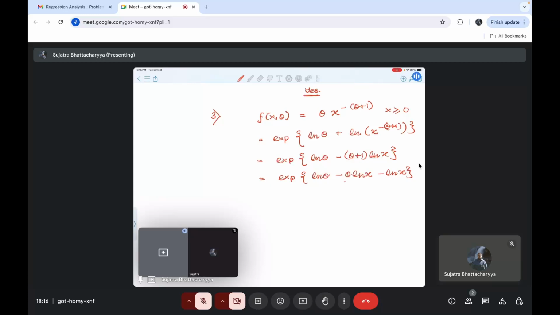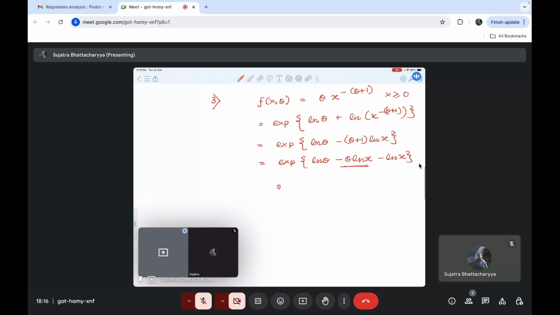Just look at this particular term. It consists of both the parameter theta and a function of x, the random variable. Therefore, from here, we can calculate a of x. a of x can be written as log x, b of theta is minus theta, c of theta is log theta, and d of x is minus log x. So it is definitely a member of the exponential family.